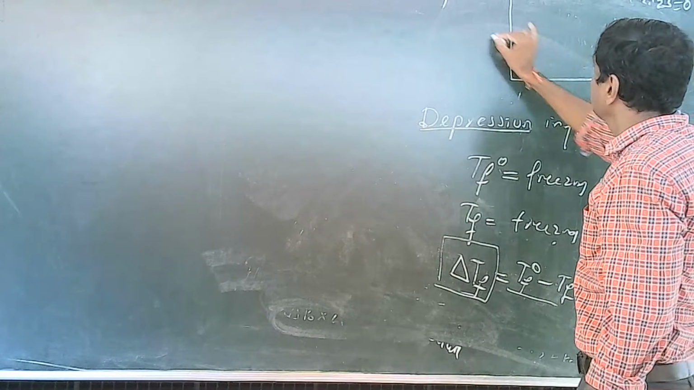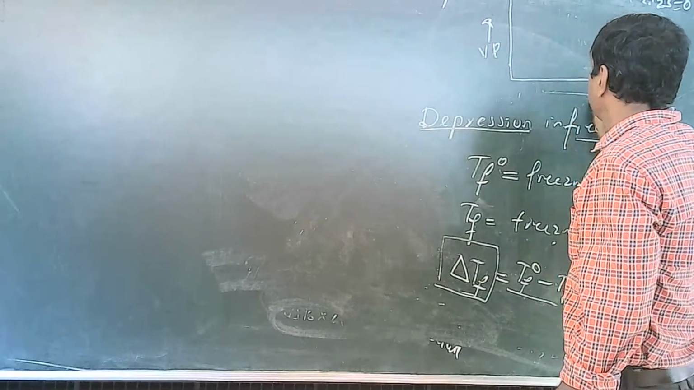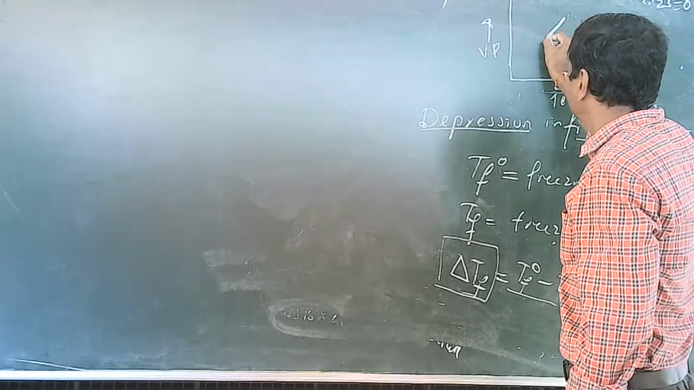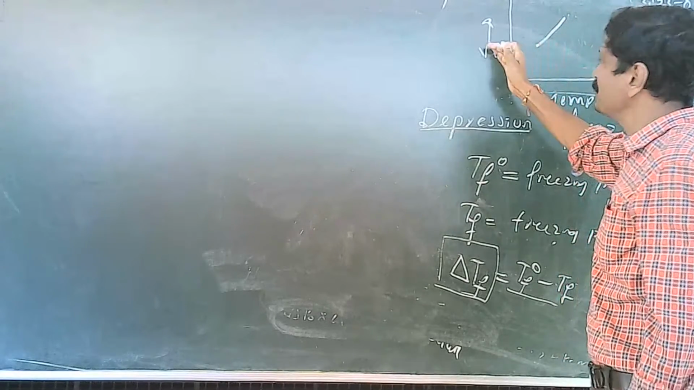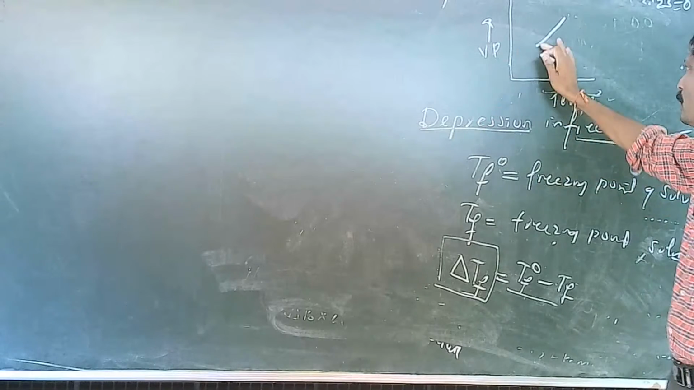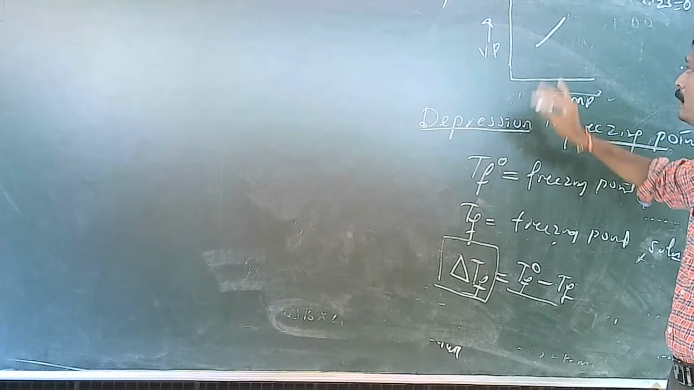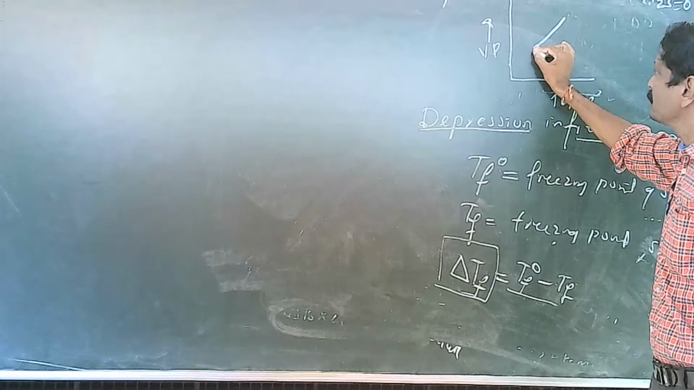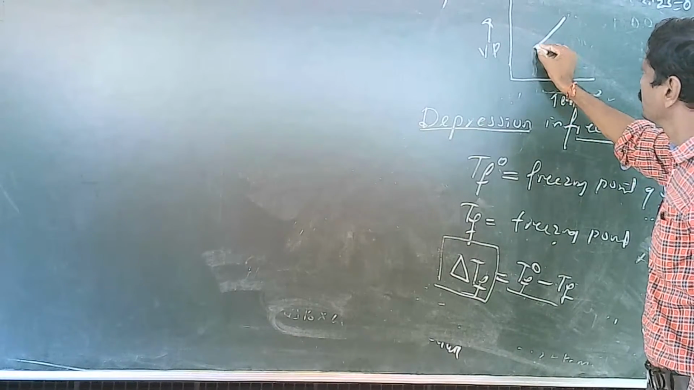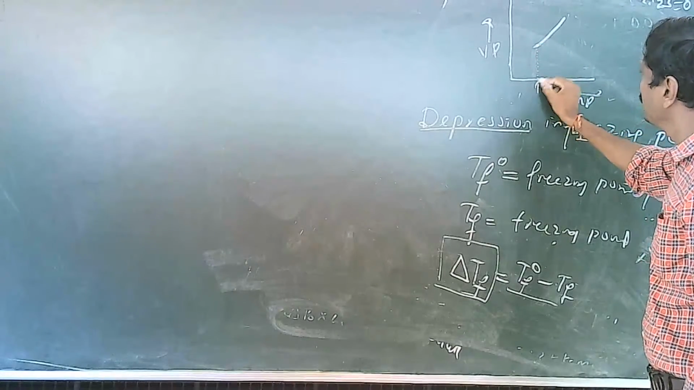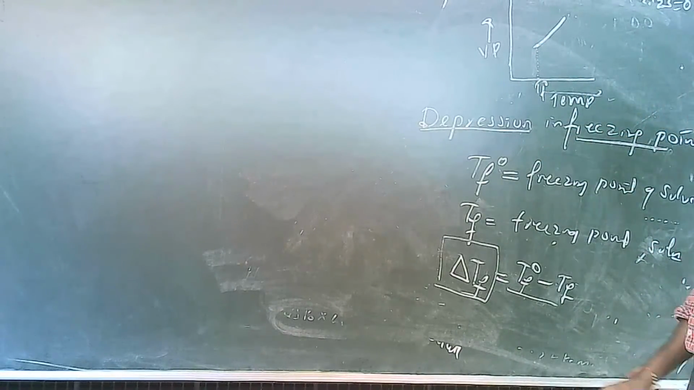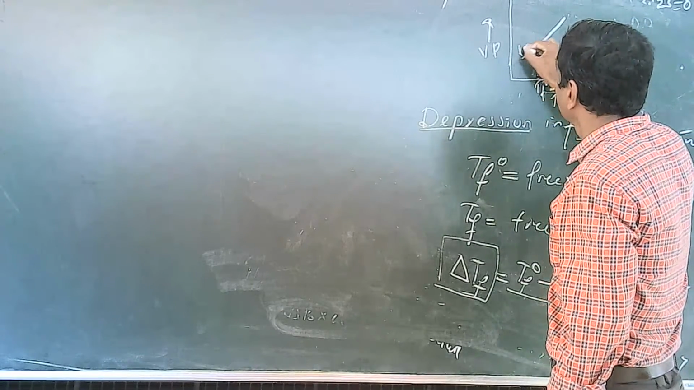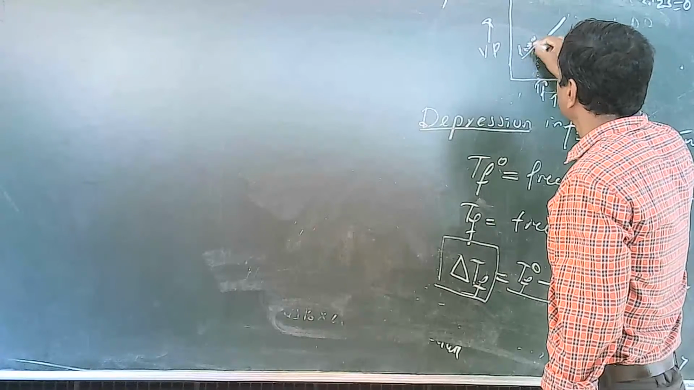Here also, suppose this is a vapor pressure graph. The Y-axis is vapor pressure, and the X-axis is temperature. Go on decreasing the temperature for the solvent, and its vapor pressure decreases. At one temperature, the vapor pressure of the liquid is equal to the vapor pressure of the solid. This is called the freezing point, Tf naught. Further decrease, and it is a frozen solvent.